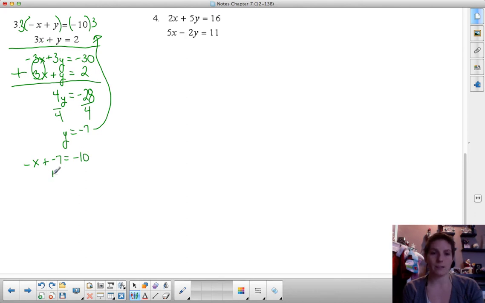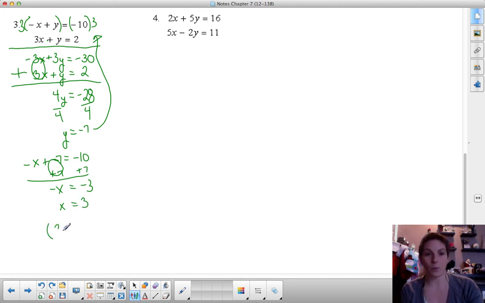I'm solving, so I will add 7 to both sides. Negative 7 plus 7 gives me 0. So that negative x, or the opposite of x, is equal to negative 3. And if the opposite of x is negative 3, then x itself is actually positive 3. And my solution, the point where these two lines cross, has an x value of 3 and a y value of negative 7.